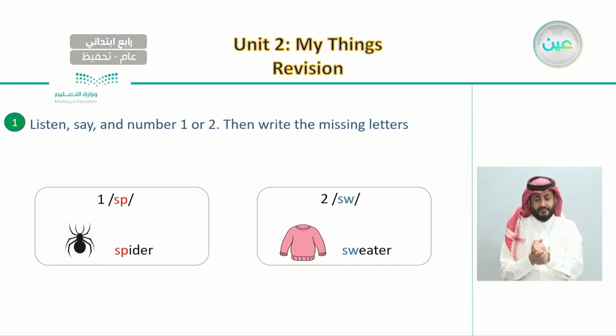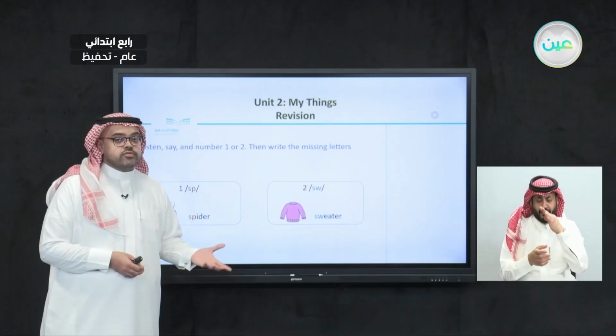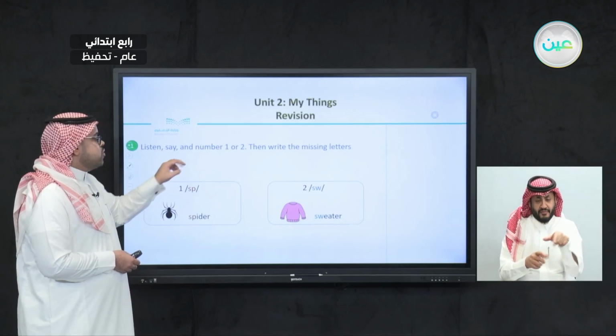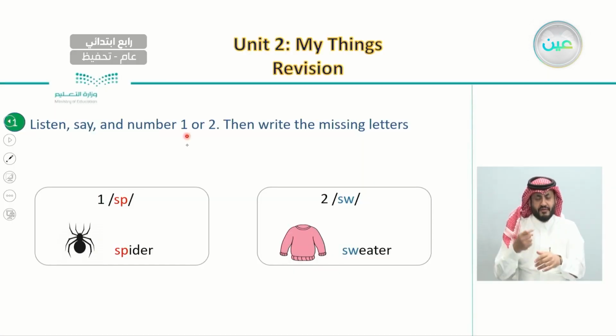Last time we said that we need to listen for these words, and after we listen, we need to say them after the teacher. After this, we need to put a number on them. If it's the first sound, we would say 1, and if it's the second sound, we would say number 2. And the fourth part is that we're going to write the missing letters of the following words.